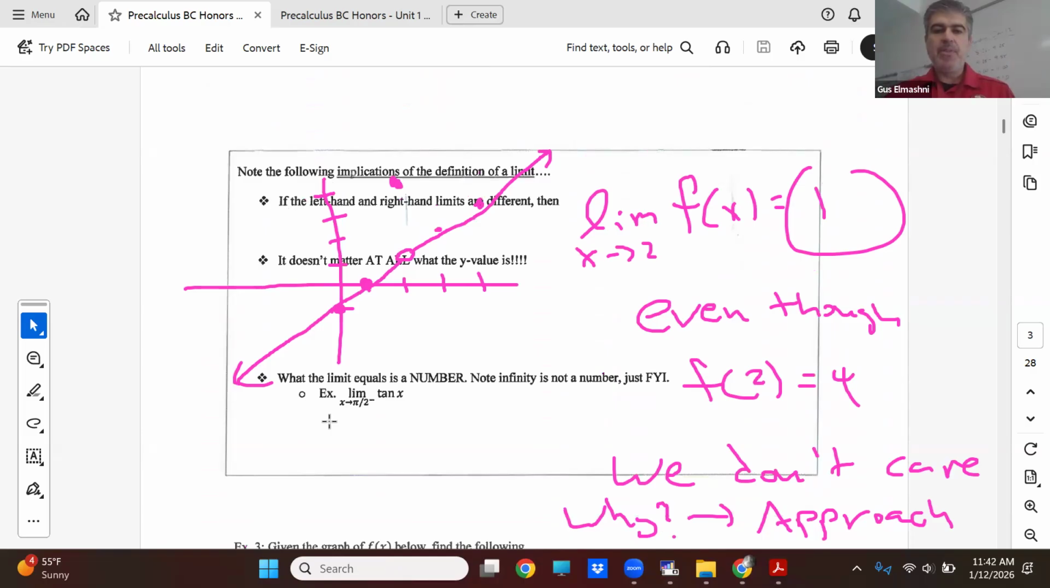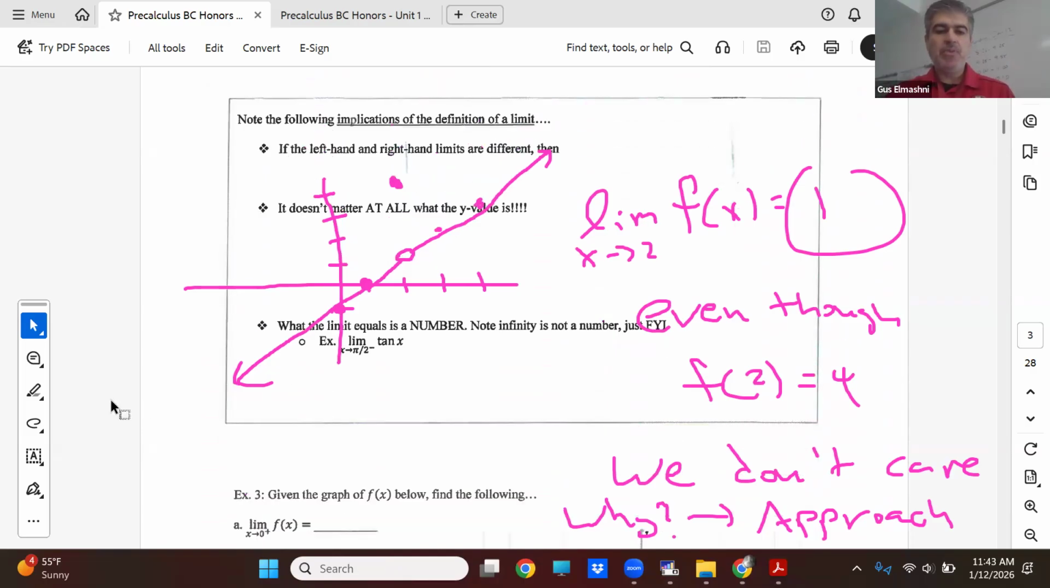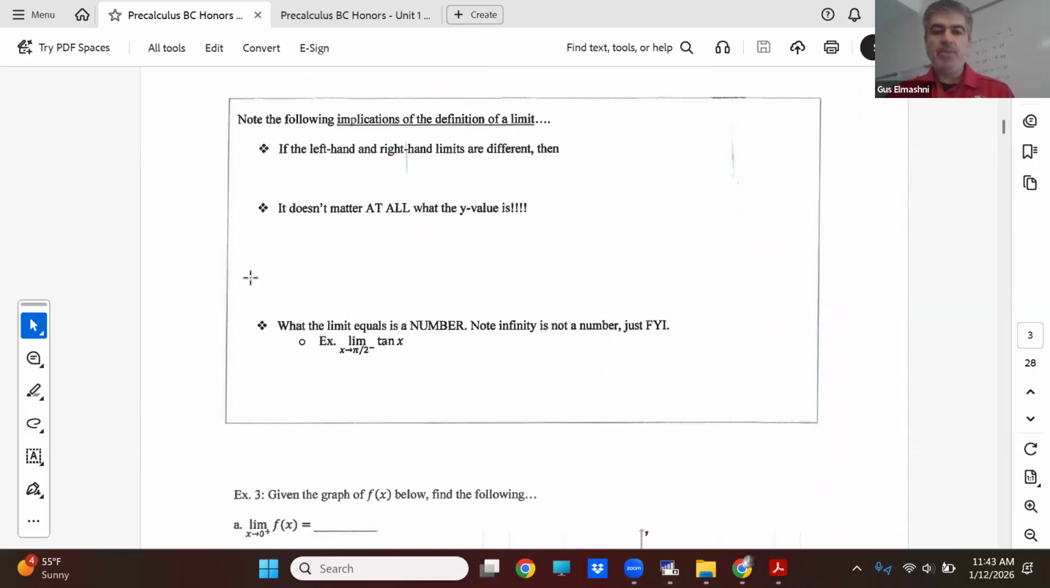Okay, so some other things, some implications. We already mentioned this. The left and right hand limits are different. If that happens, then you go Mean Girls. What do you think that stands for? Does not exist. It doesn't matter at all what the y value is. Again, it's all about approach.